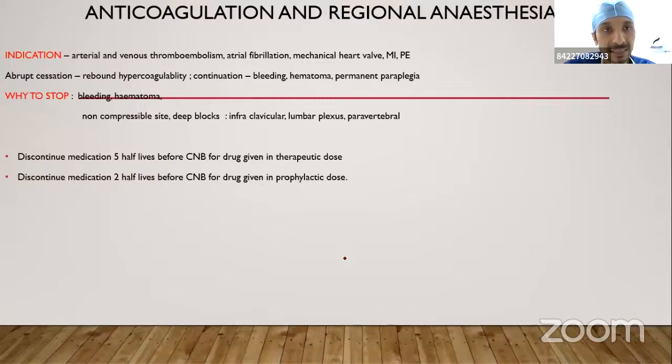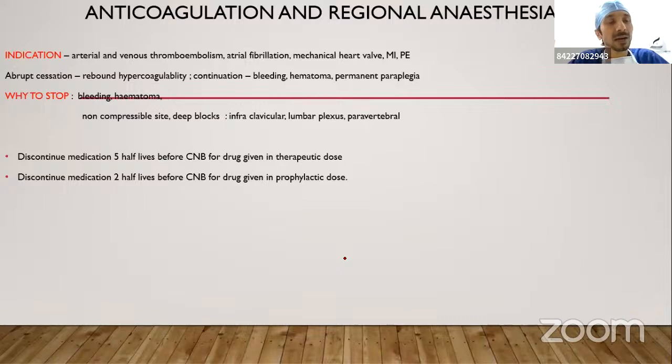Anticoagulation in regional anesthesia. It is very common for us to have patients for lower limb orthopedic surgeries, for prostate surgeries, who are on anticoagulants because they are elderly, they have multiple comorbidities. Most common indications for anticoagulations are arterial or venous thromboembolism, atrial fibrillation, patients with mechanical heart valve with past history of myocardial infarction, pulmonary embolism.